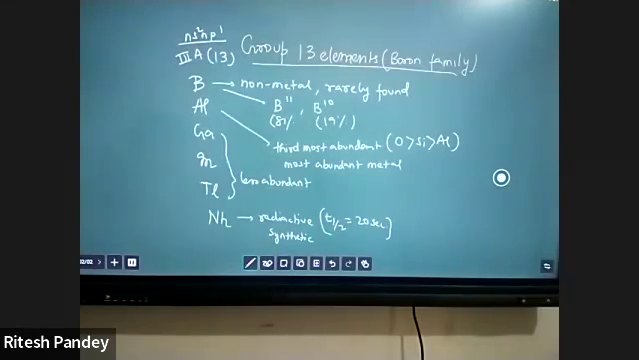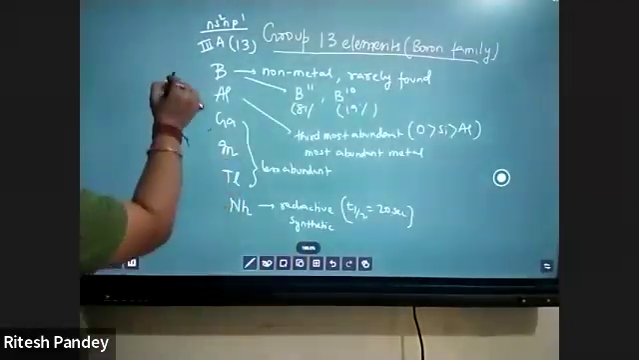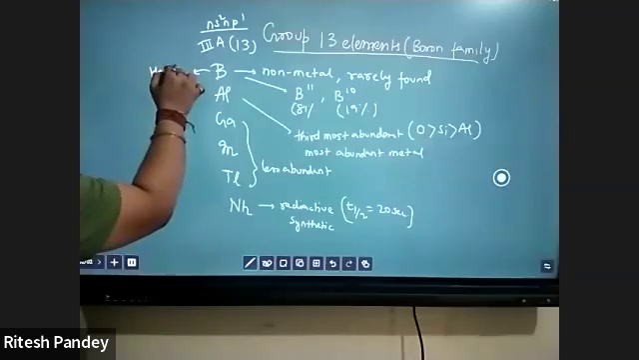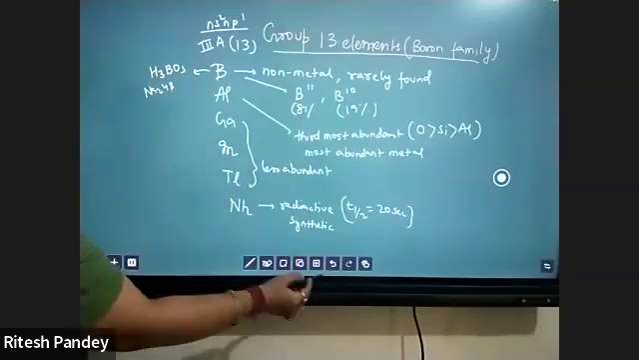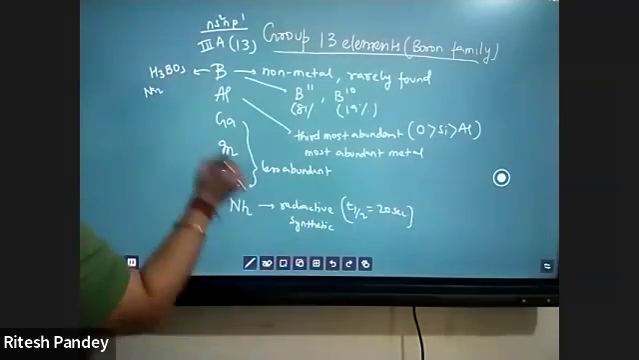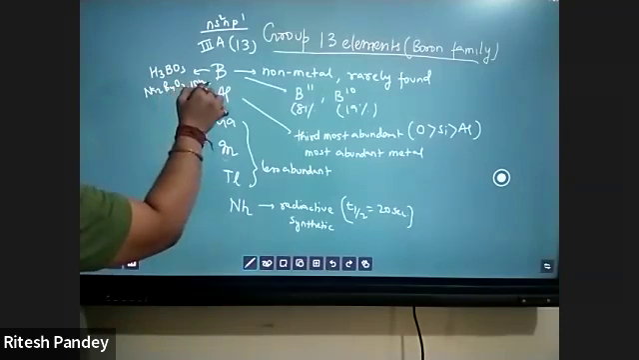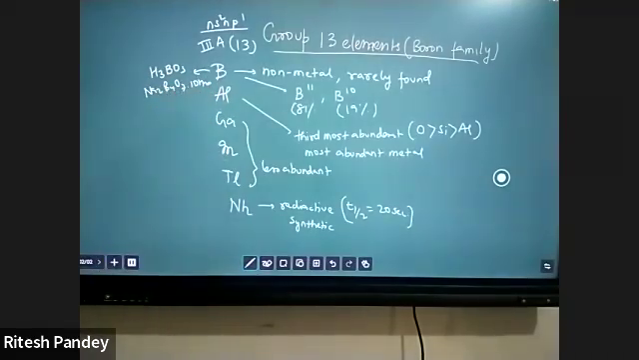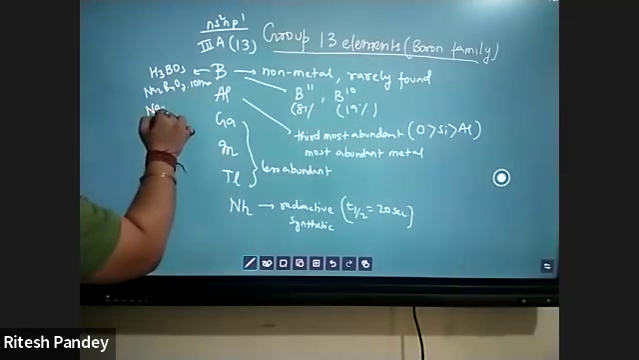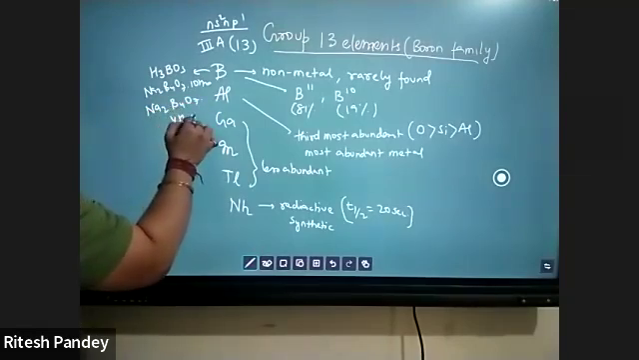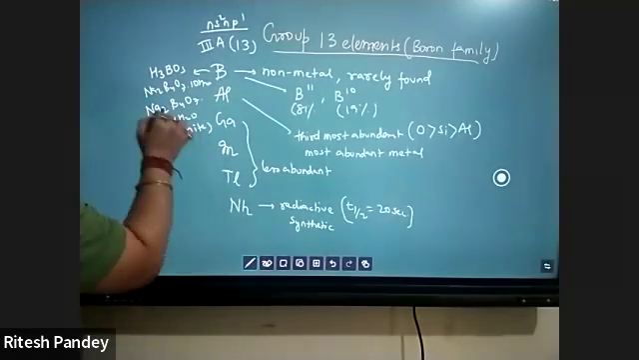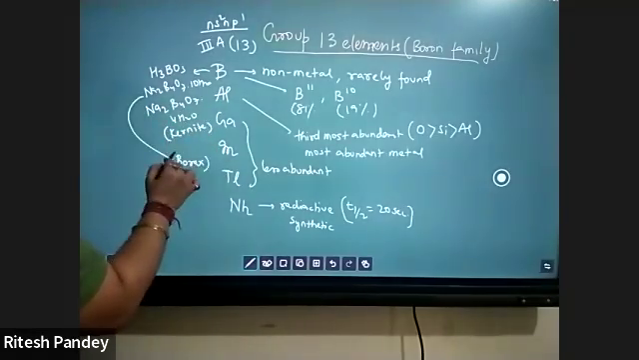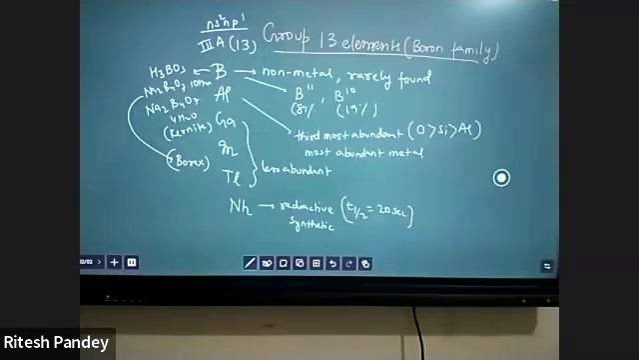The common ores that are the source of boron happen to be boric acid, then Na2B4O7.10H2O. What's the common name of this compound, Na2B4O7? Borax. And there is another hydrated form of Na2B4O7, which is called kernite. Naturally it is borax, the more popular decahydrate form. The other one is called kernite.